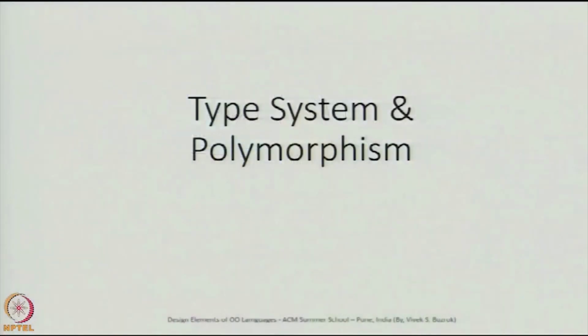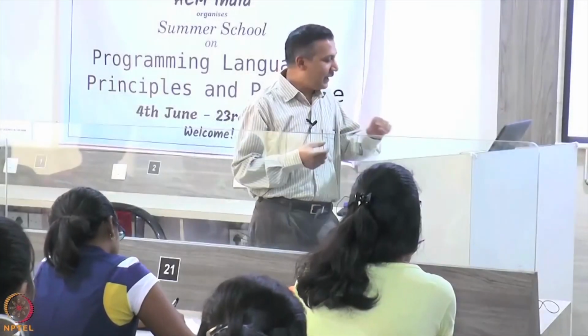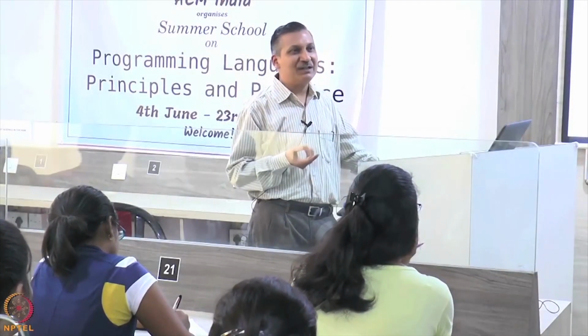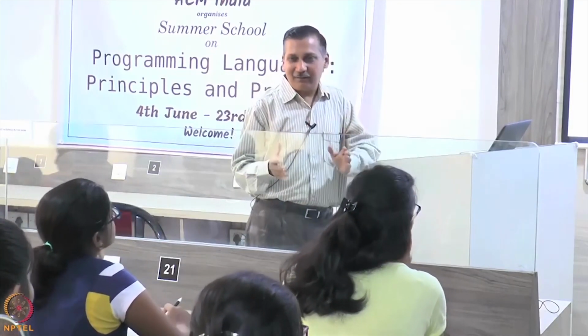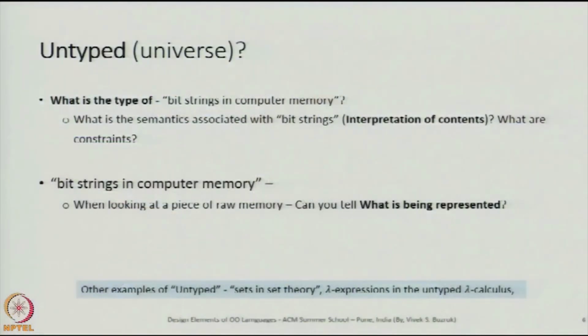Before we talk about polymorphism, let's try to understand more about types, the type system and type expressions in programming languages. The first thing that comes when we say type is that there is something called untyped. So what is untyped? Consider bit strings in memory: you cannot make out anything from them. There is no interpretation attached to those bit strings in memory.